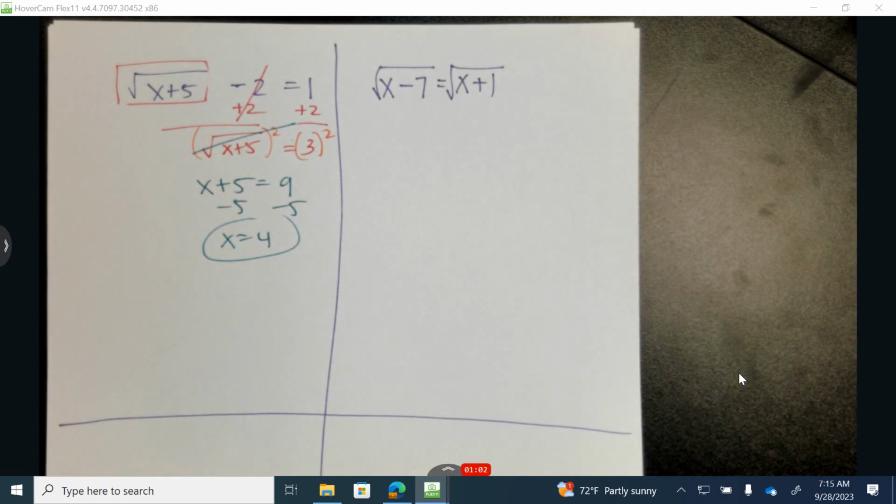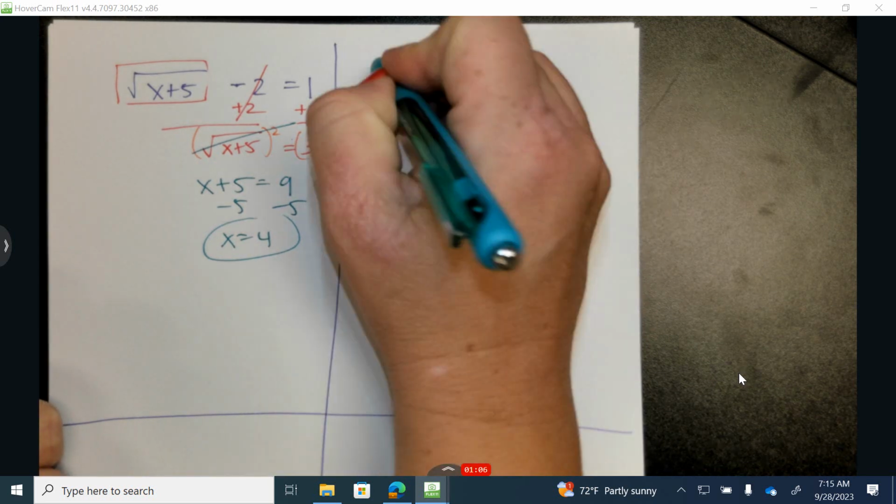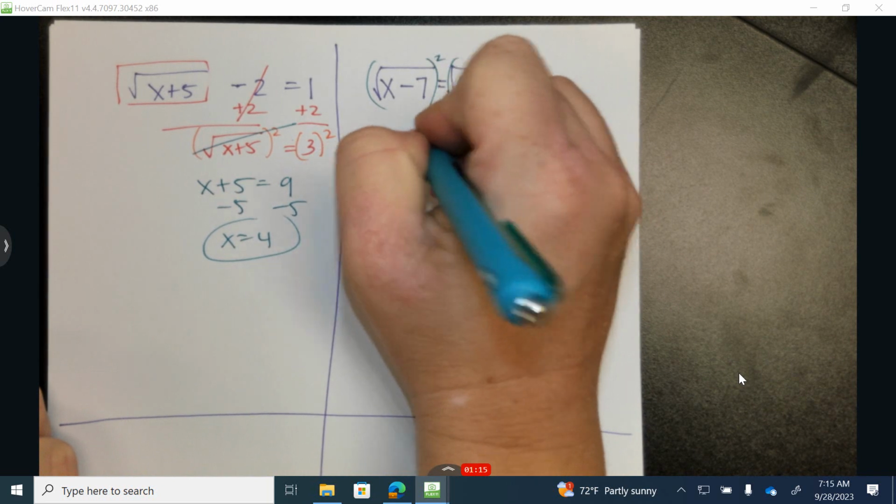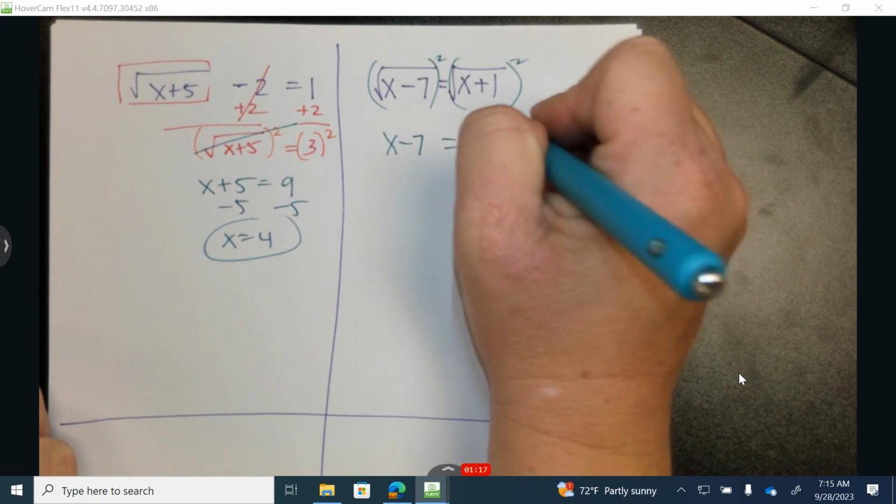Write down the next equation, please. Okay? So, again, whatever you do to one side, you have to keep the equation balanced by doing it to the opposite side. I'm going to square both sides. So I have x subtract 7 equals x plus 1.